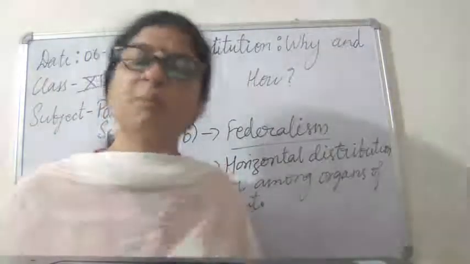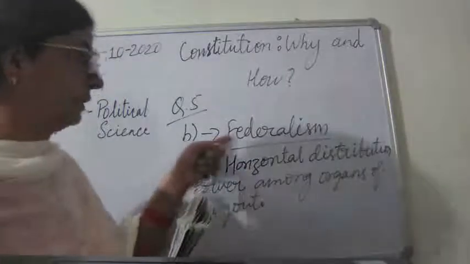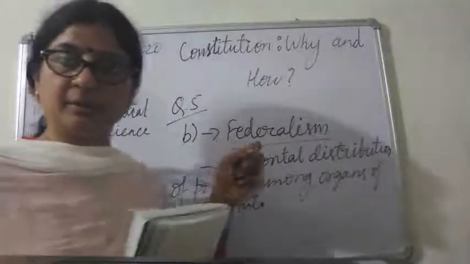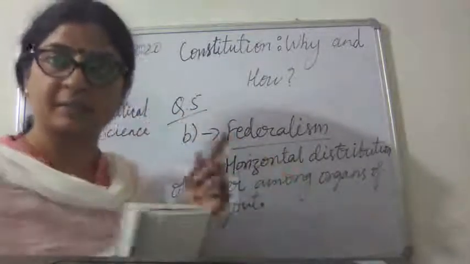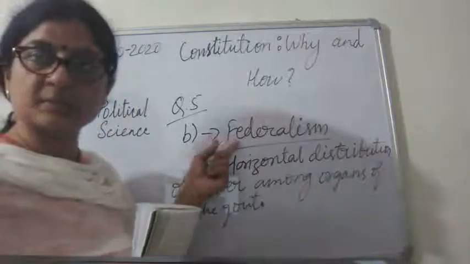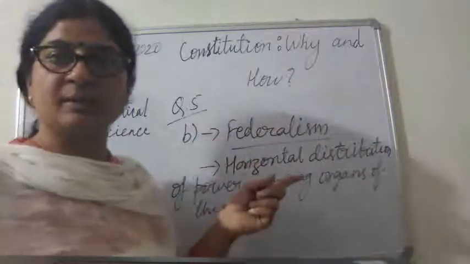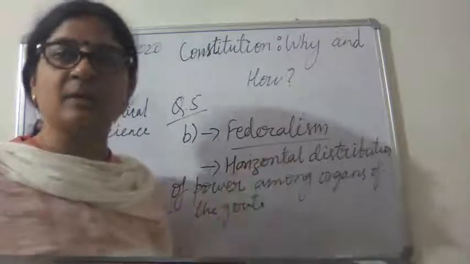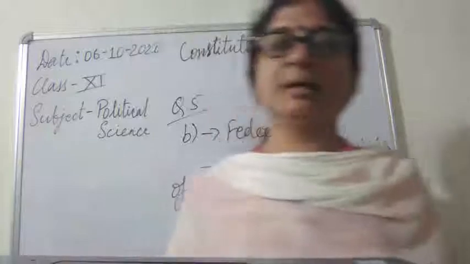So power was distributed among these as well. So we are seeing it at two levels. This is vertical, as you have read in your class 10th chapter on power sharing. This is vertical distribution of power and this is horizontal distribution of power, and both were adopted by our constitution makers.